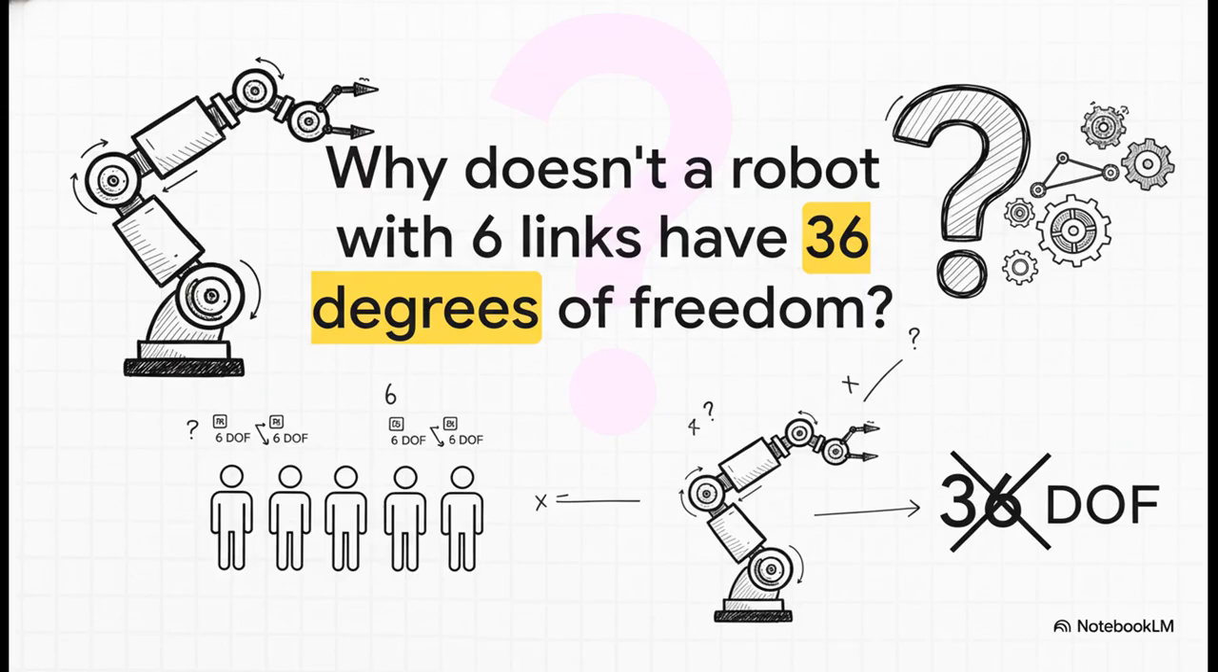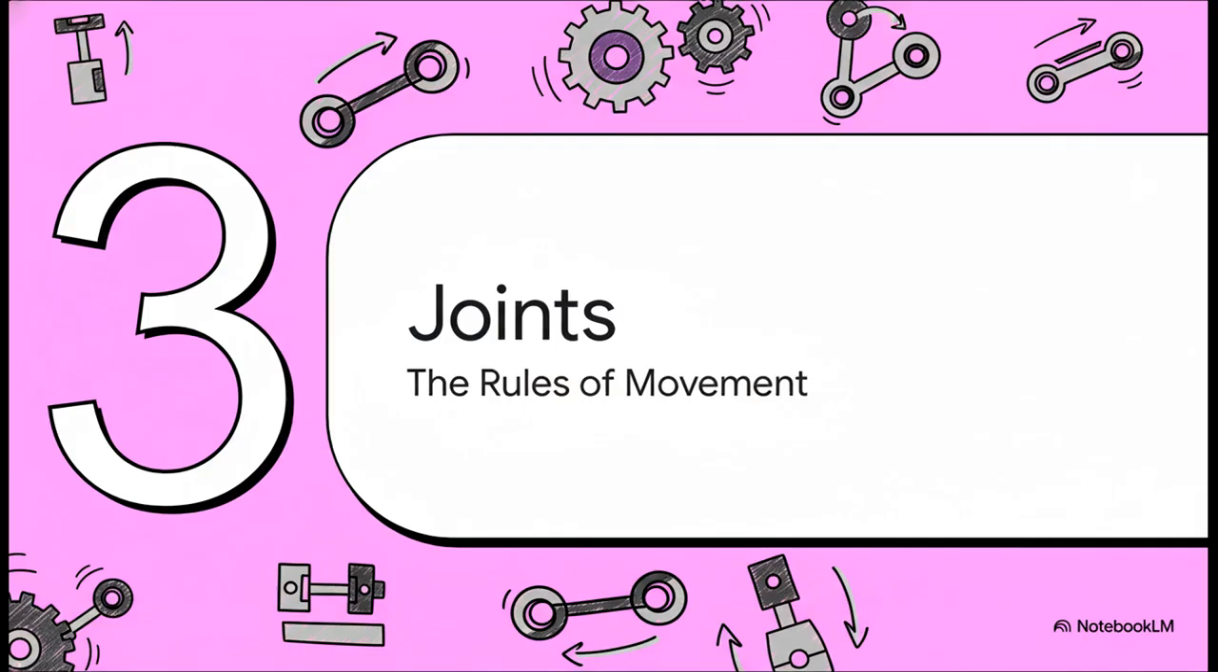Okay, so this leads to a really, really good question. If a single link has 6 degrees of freedom, and our robot arm has, say, 6 links, then why doesn't it have 6 times 6, or 36 degrees of freedom? I mean, the math seems to add up, but it's totally wrong. And the reason why it's wrong is the key to understanding how all robot mechanisms actually work. The answer, it turns out, lies in the joints.